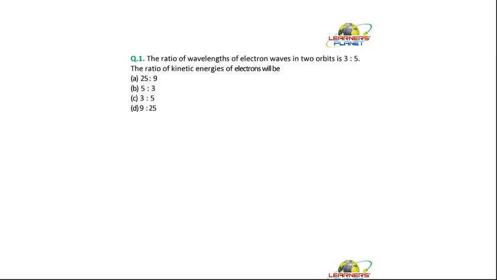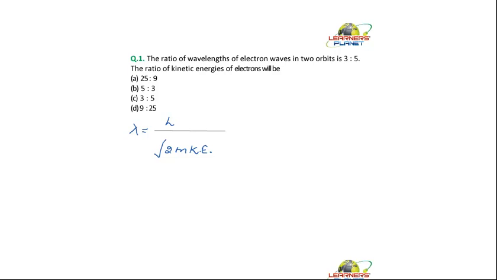What was that, students? It is lambda is equal to h by square root of 2 mass into kinetic energy. This was the relationship, right?